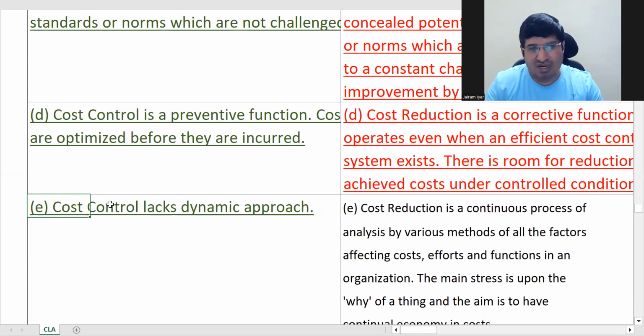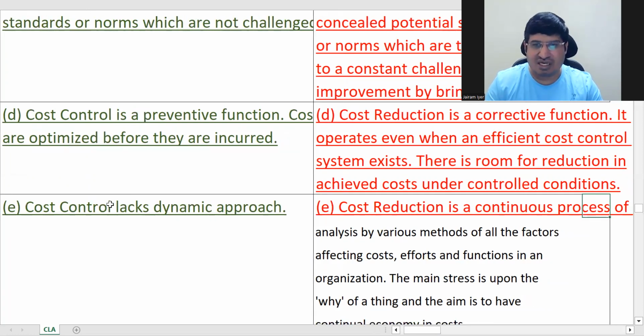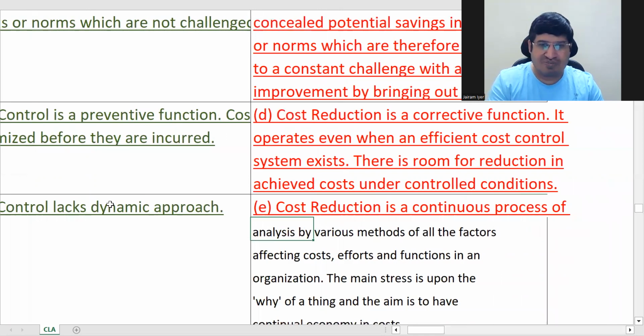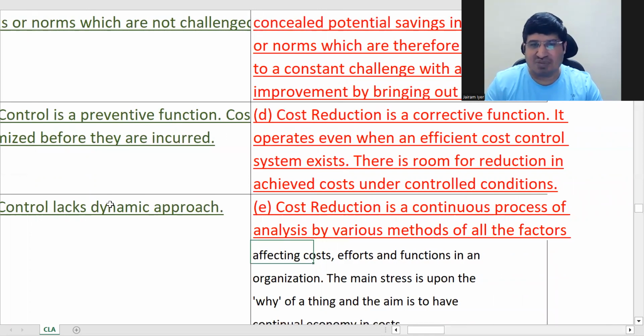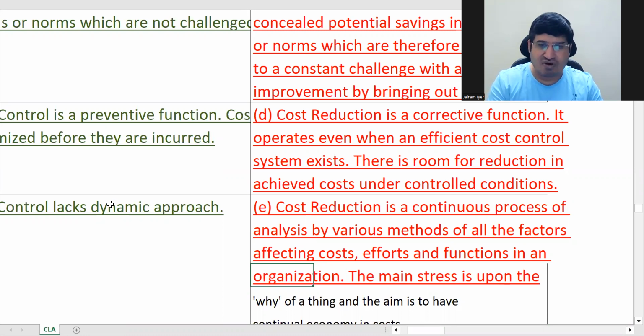Cost control lacks a dynamic approach, because it is only seeing one target and going for it. It's not going beyond it. And cost reduction is a continuous process of analysis by various methods of all factors affecting cost, efforts, and functions in the organization. Wherever you can find reduction, you will go for it.